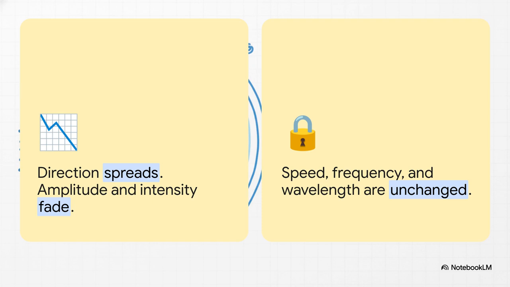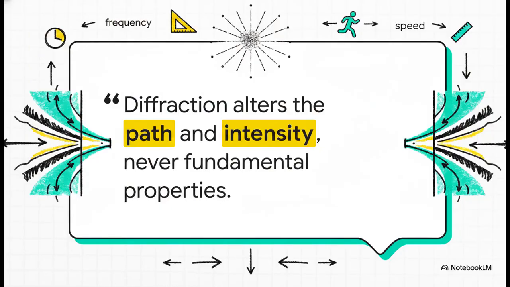But look at the constants over there. What survives? Well, the speed remains completely unchanged, the frequency remains completely unchanged, and absolutely crucially, the wavelength remains unchanged. To sum that up beautifully, just remember this. Diffraction alters the wave's path and intensity, never its fundamental properties. Keep that in your back pocket. The true core identity of the wave, its speed, its frequency, and its wavelength, always survives the bending process.